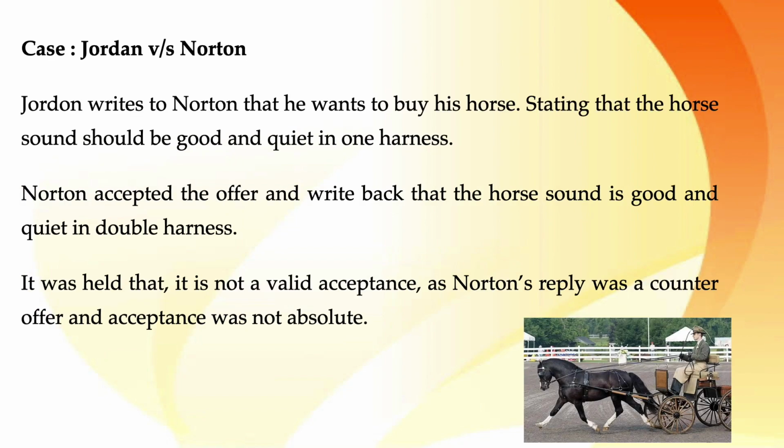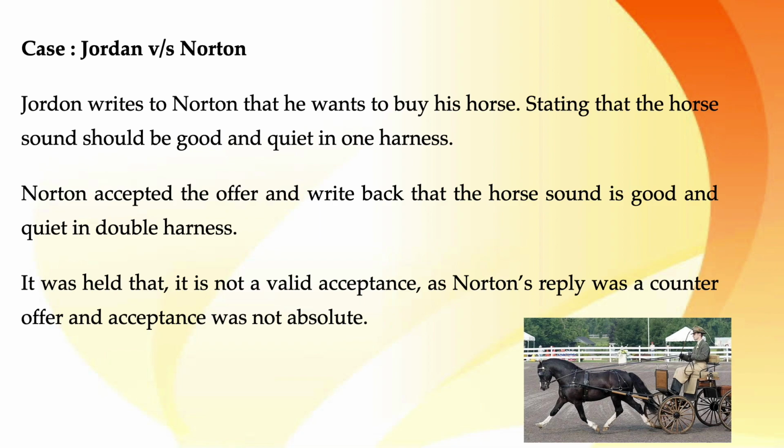Let's also look at another case, Jordon versus Norton. Now here is the case that Jordon writes to Norton that he wants to buy his horse, stating that the horse should be sound and quiet in one harness. Let me first say what is a harness. If you can see the picture at the bottom, the person holding the 2 sides or the ropes of the horse that are tied to its mouth, correct? Those are called the harness. So it is on both sides, on the right and on the left.